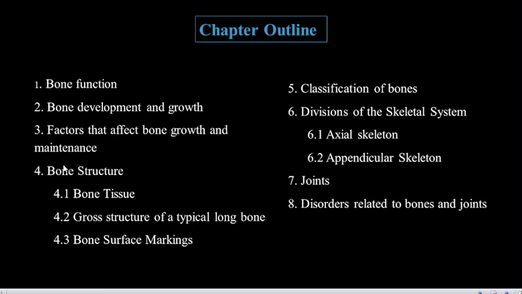Another one, you will learn about the bone structure. So this includes your bone tissue, the gross structure of a typical long bone, and then the bone surface markings. You will also be able to classify the different bones in the body, and you will know about the divisions of the skeletal system, including the axial skeleton and the appendicular skeleton. We will also tackle different types of joints at the end of this chapter and the different disorders that are related to bones and joints. So, yan yung naman nitong chapter na ito.